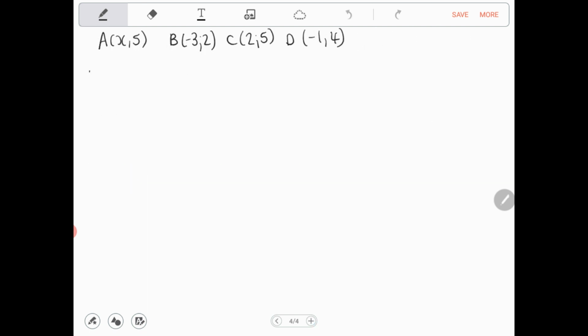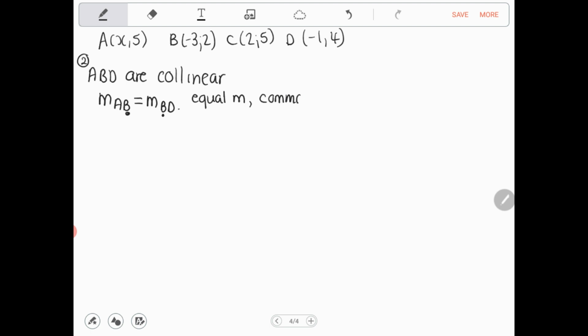Okay, so we don't use the x from the previous question because they're actually wanting us to work out a new x if those 3 points are collinear. So if they're collinear, then the gradient of AB has to be equal to the gradient of BD. Okay, there's equal gradients and a common point for collinear lines.